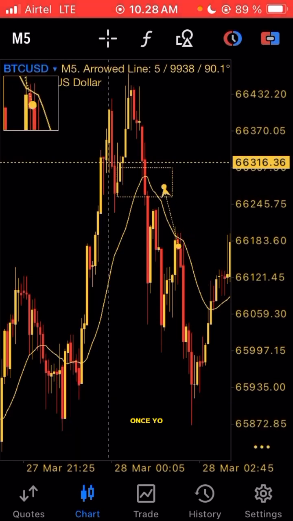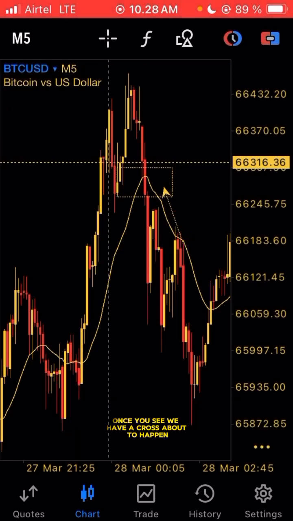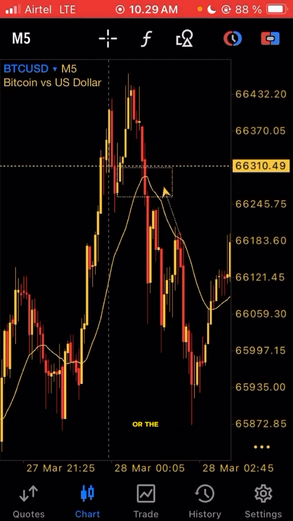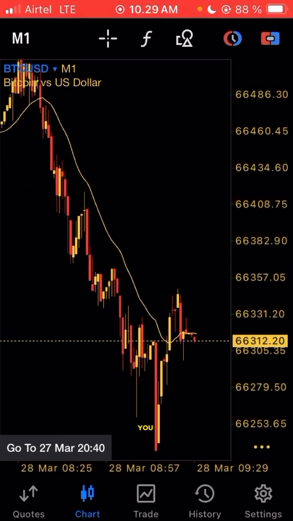Once you see we have a cross about to happen, we go straight to the 1-minute time frame. Now we are going to be using two time frames. So in this scalping zone, we are going to be using the 5-minute and the 1-minute. If you are using the day trading perspective, we are going to be using the H1 and the M15, or the H4 and the M30. While if you are trying to swing trade, you are going to go to the weekly time frame or the daily time frame and trade on the H4 time frame. You get the point now.